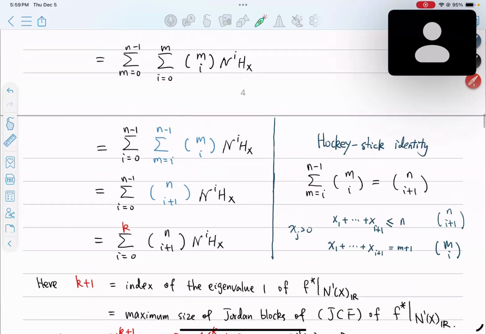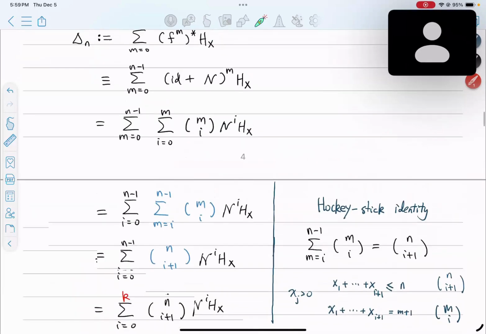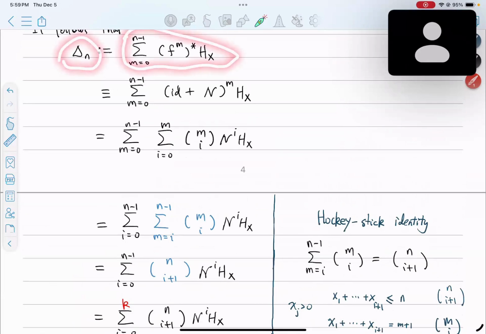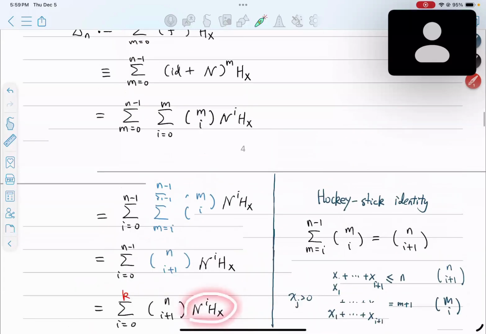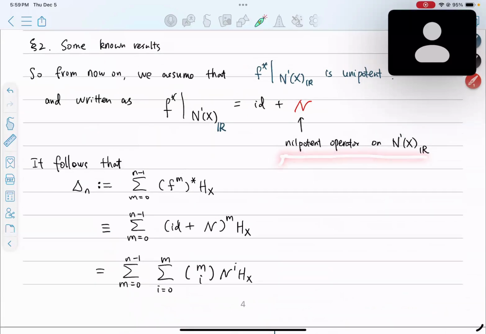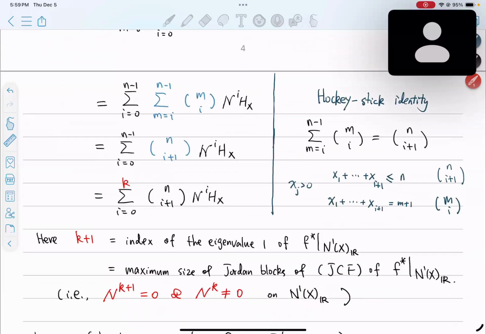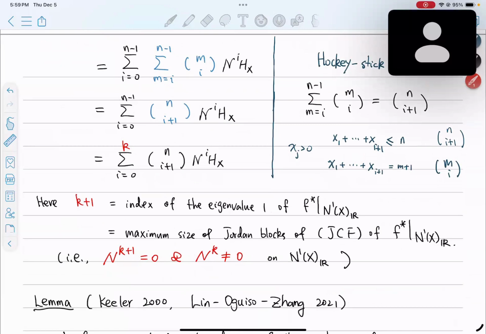Anyway, using this identity, the advantage is that at the beginning, this delta n is the sum of n divisors, and n will go to infinity because we look at the growth. But now this is a finite sum of k plus 1 divisors, because we have this nilpotent operator. I forgot to assume that n is a nilpotent operator with nilpotent index k plus 1, which means n to the k plus 1 is 0, but n to the kth power is non-trivial. So now this is a finite sum.